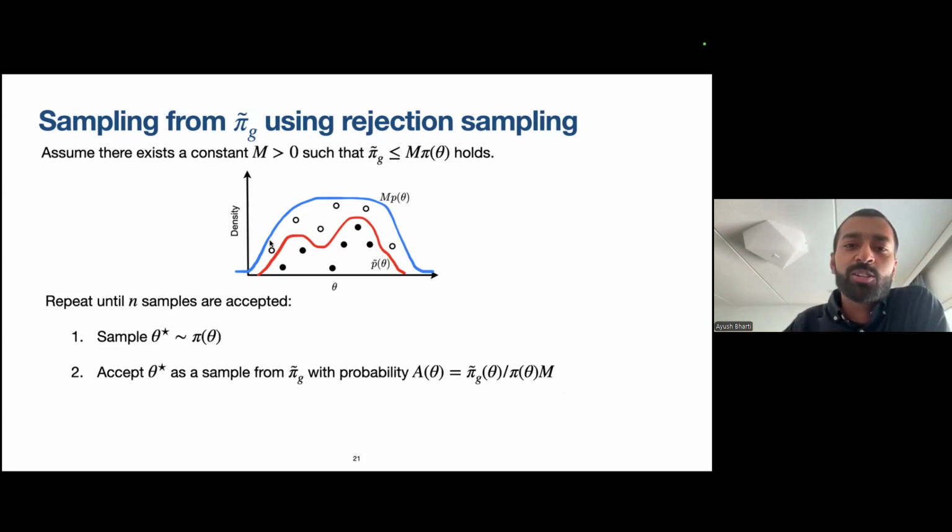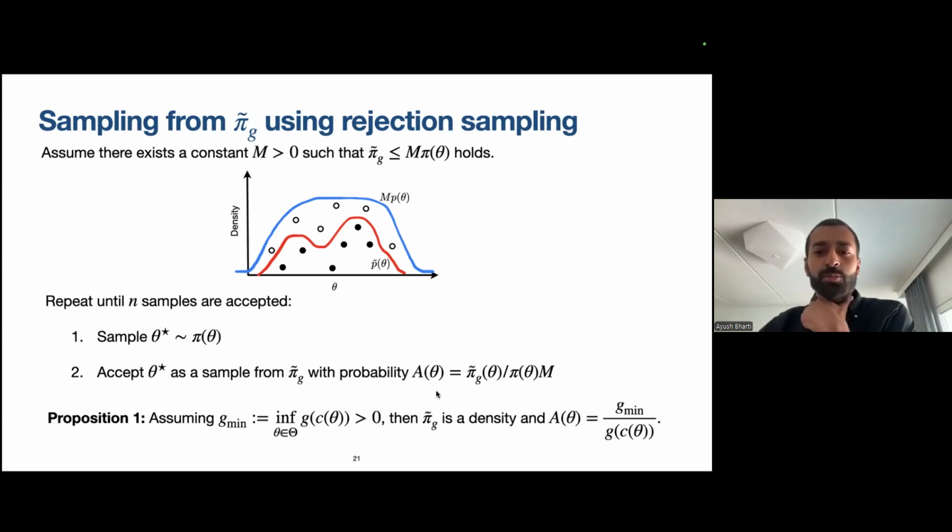And then you will kind of reject all of these samples. You're going to accept these samples. Okay. Now, what is this acceptance probability in our case?